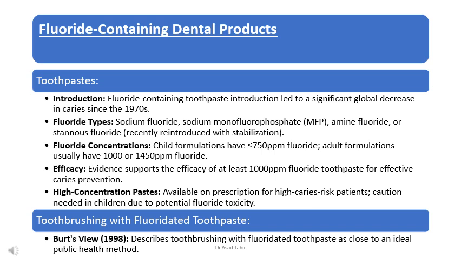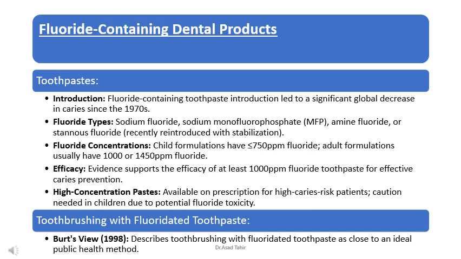Concentrations. Toothpaste for kids usually has less than or equal to 750 ppm fluoride, while adult versions typically have 1000 or 1450 ppm fluoride. Efficacy. Studies show that toothpaste with at least 1000 ppm fluoride is effective in preventing cavities. High concentration pastes. These are available with a prescription for people at high risk of cavities, but they need to be used cautiously in children to avoid fluoride toxicity.